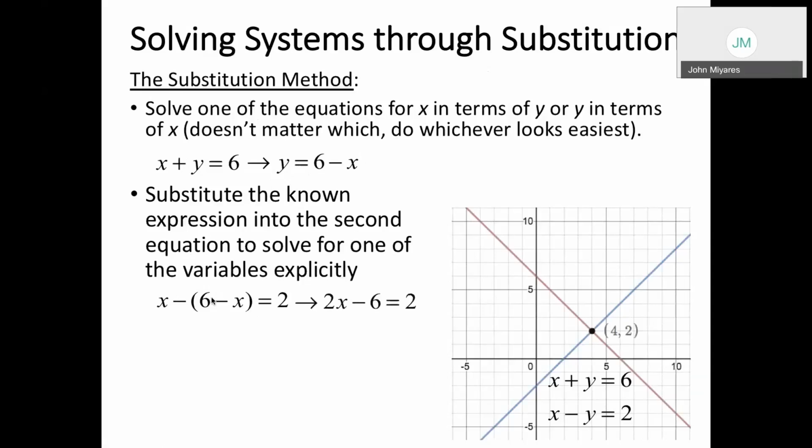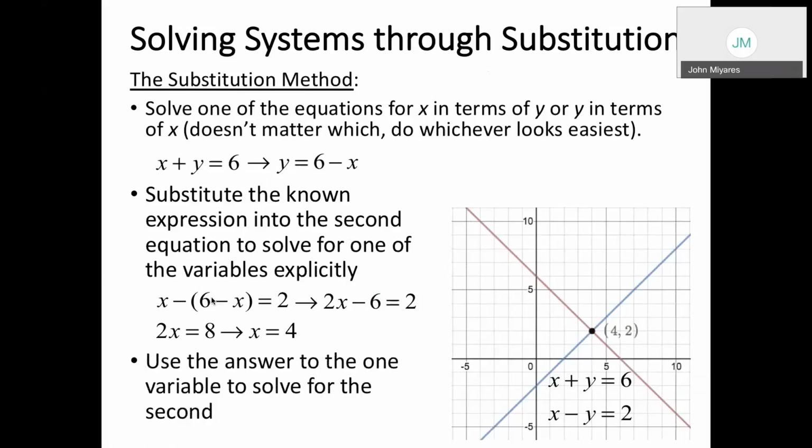Distributing and combining like terms will give us 2x minus 6 equals 2, which if we move over the 6, we'll get 2x equals 8. Then we can divide everything by 2 and be left with x equals 4. Next, we'll go back to our first equation and substitute in x equals 4 in order to solve for y. So now we'll say 4 plus y equals 6, which when subtracting the 4 will give you y equals 2. This is consistent with what we already saw on our graph.